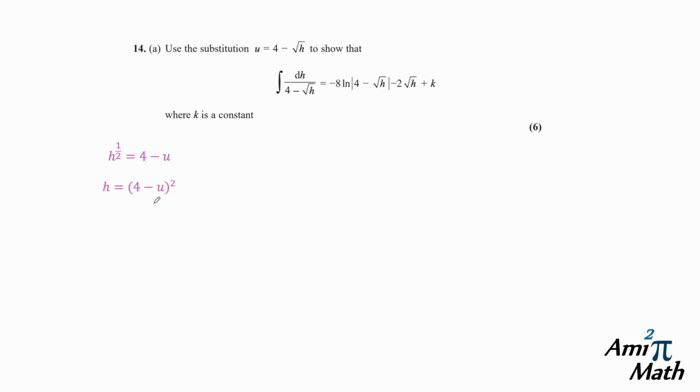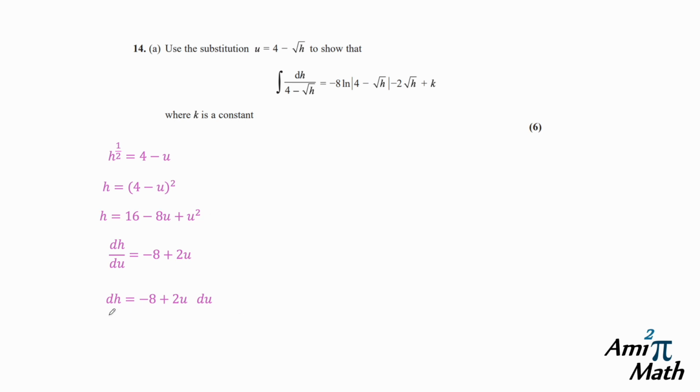So you get h equals 4 minus u, all squared, and then when we expand that, we get h equals 16 minus 8u plus u squared. And now what we can do is differentiate this. So we get dh over du equals minus 8, plus 2u. And then if we multiply by du on both sides, we get dh equals minus 8 plus 2u du.